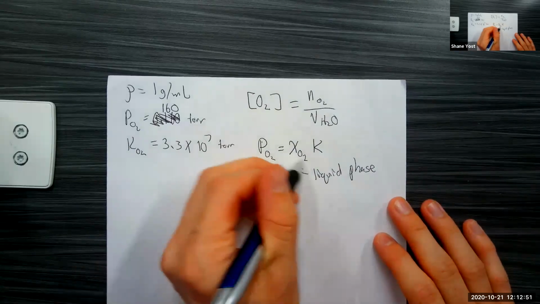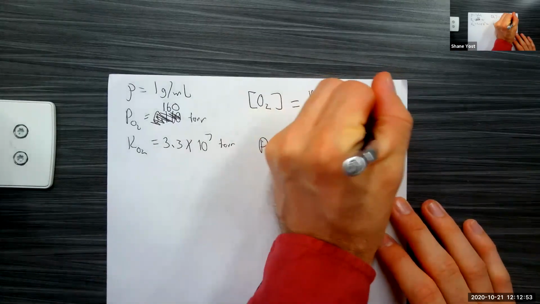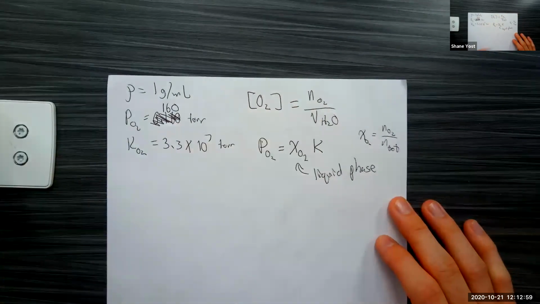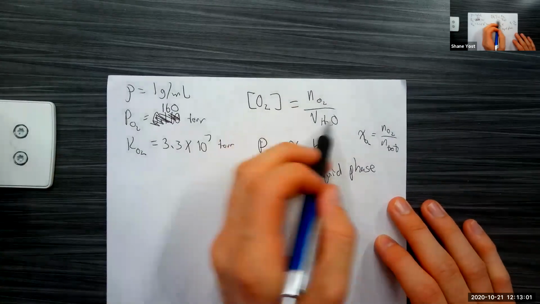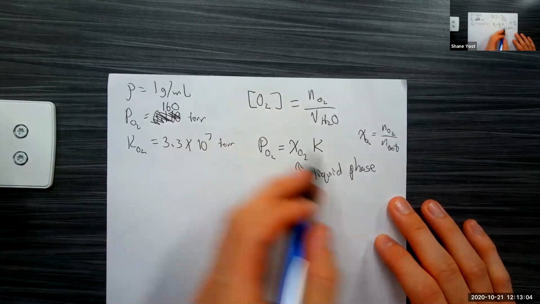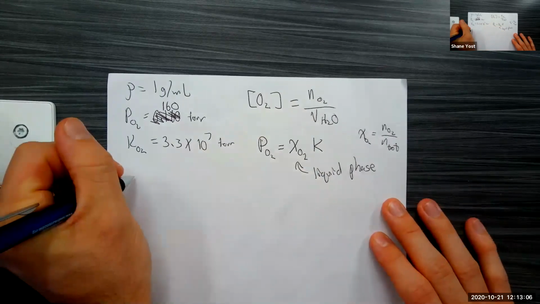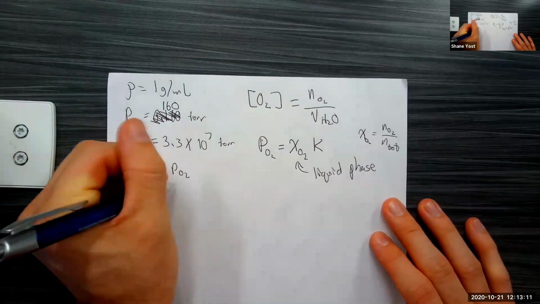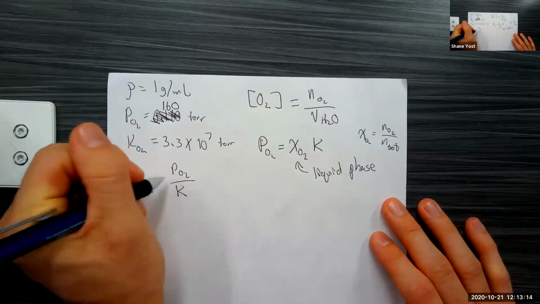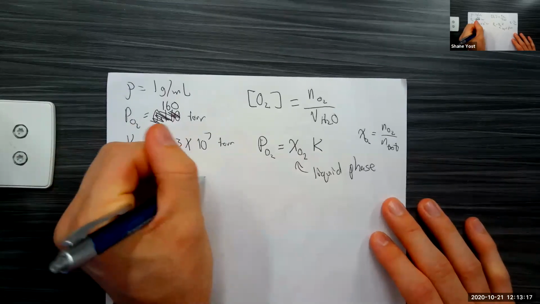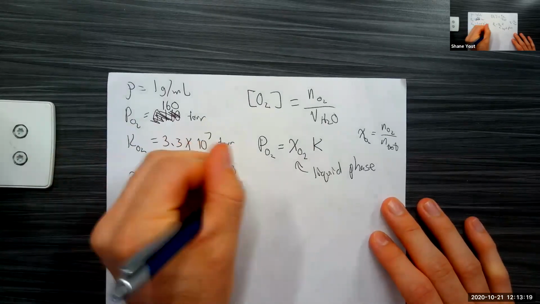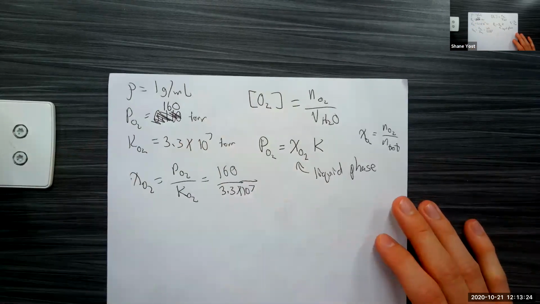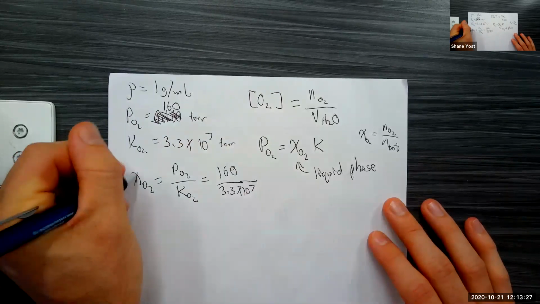And then I can use the mole fraction of O2, because the mole fraction of O2 is the moles of O2 over N total. So I can use the mole fraction of O2 to get to the concentration of O2. The first thing is I need to solve for the mole fraction of O2. So the mole fraction of O2 is just equal to the pressure of O2 divided by Henry's law constant for O2, which is 160 torr divided by 3.3 times 10 to the 7 torr. So that's the mole fraction of O2.